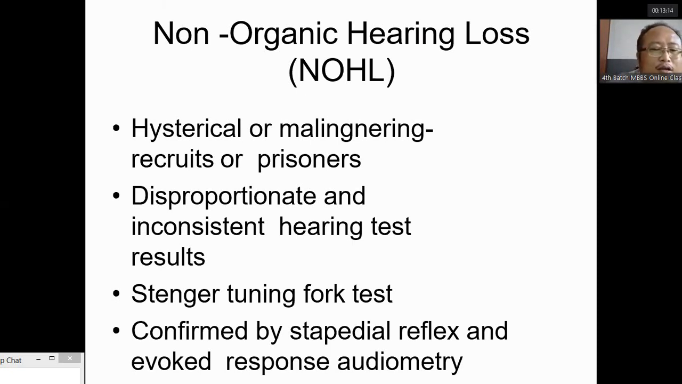So we do some kind of tuning fork tests, like standard tuning fork tests, and audiogram is the most common way, and impedance audiometry for the stapedial reflex, and BERA can be done, by which non-organic cause of hearing loss can be established.